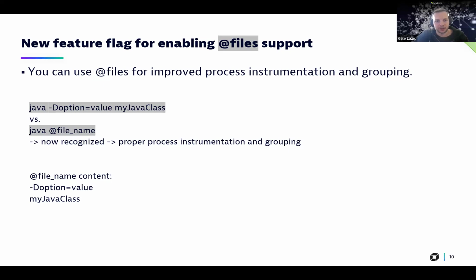Before, it wasn't recognized by Dynatrace that you have all those different arguments there. And you may have some arguments that help you to split your processes into specific process groups. When you used this @ file name, it didn't work. But now we have this also enabled. When you use this file name notation, the arguments will be recognized and you will have proper process instrumentation and grouping.